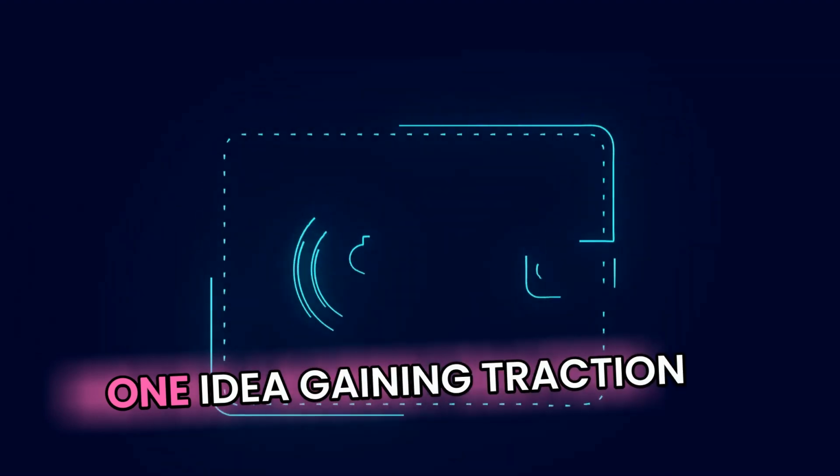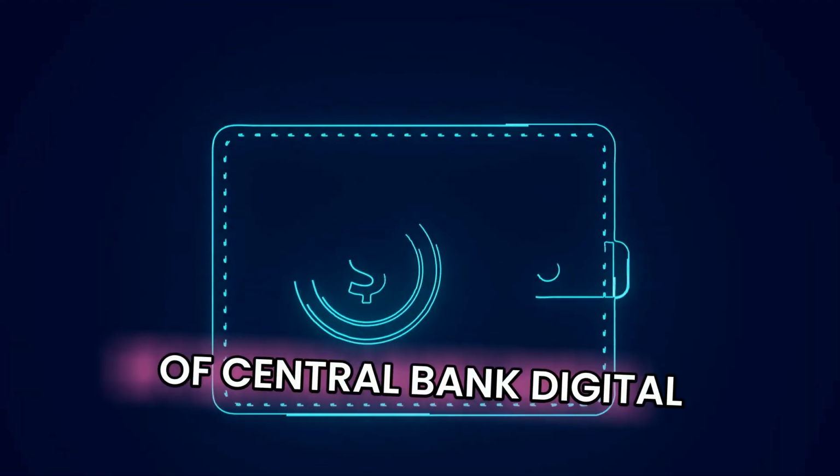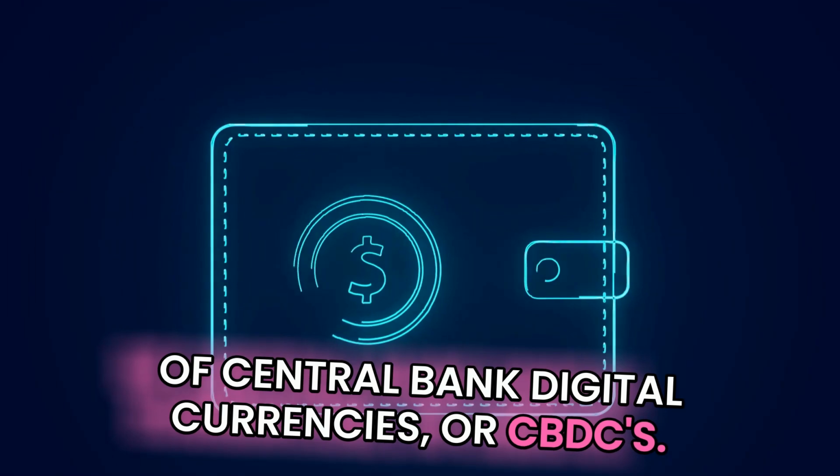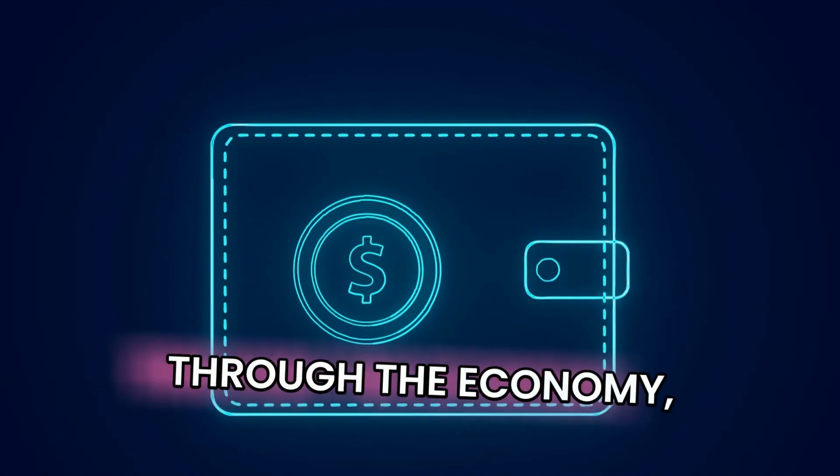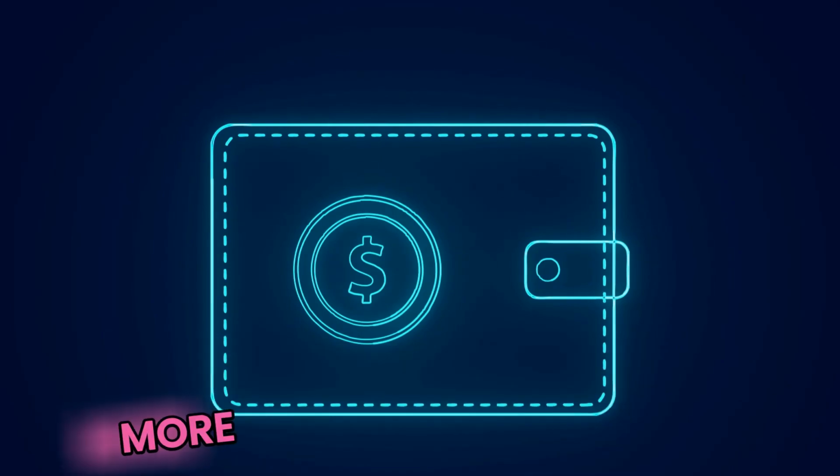What does the future hold for monetary policy? One idea gaining traction is the use of Central Bank Digital Currencies, or CBDCs. This could revolutionize how money flows through the economy, making monetary policy more precise and effective. For example, a CBDC could allow central banks to deposit money directly into a citizen's digital wallet during economic downturns.